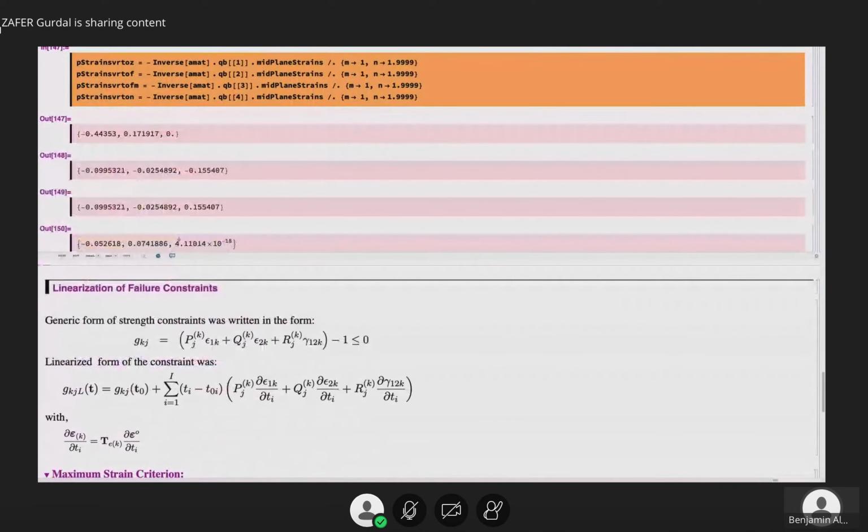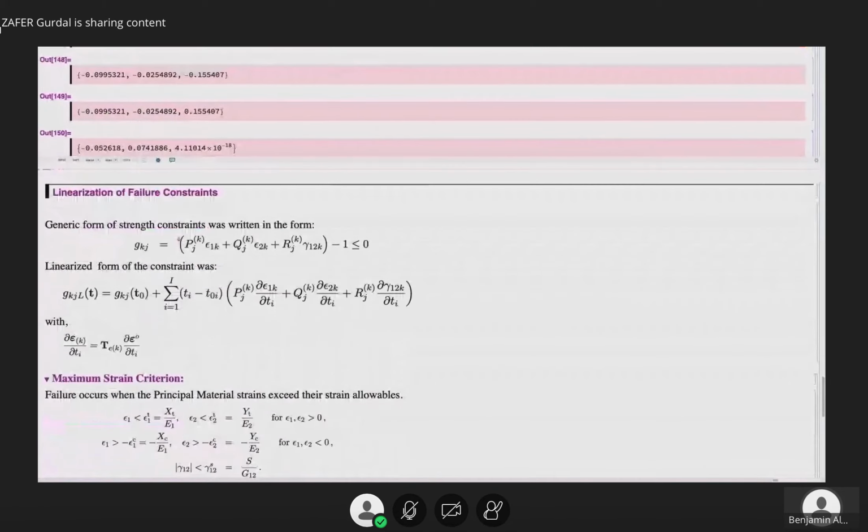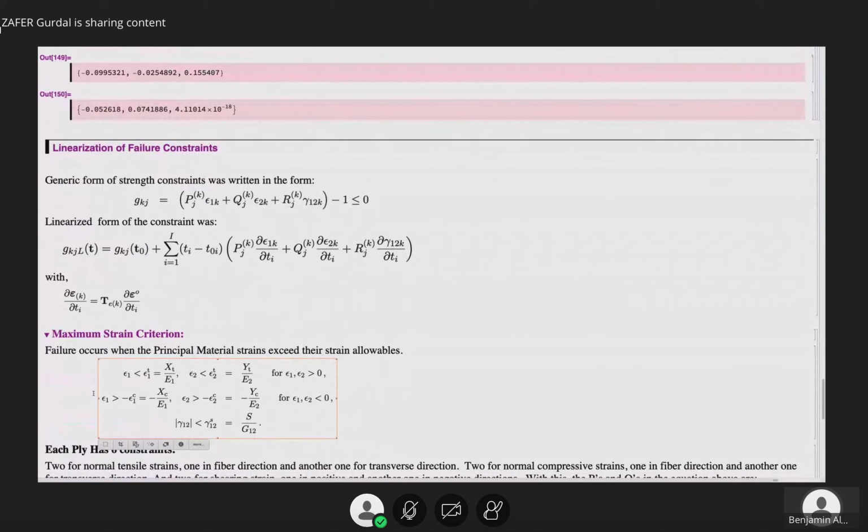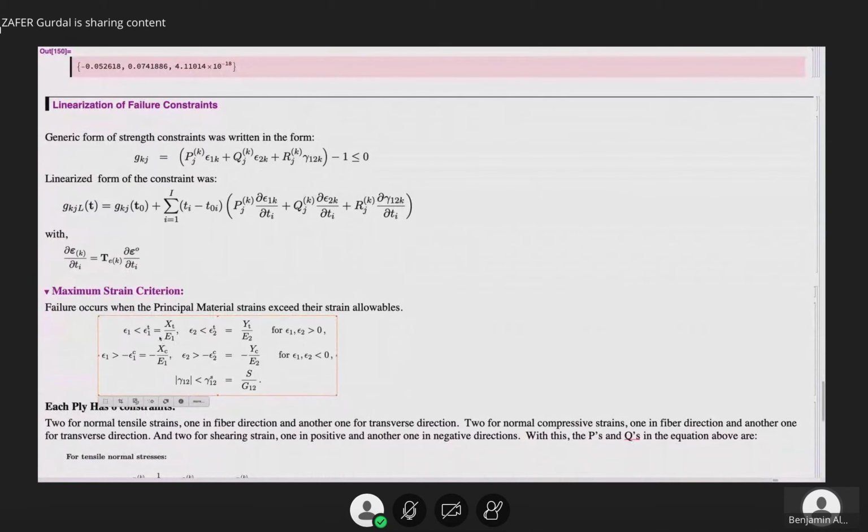Now the linearization of the failure constraint. This is the tricky part. If I'm using the max strain criterion, I can say that the epsilon 1 strain in the principal material strain direction, along the fiber direction, must be less than or equal to epsilon 1 tension allowable. This is the allowable in tension, which can be approximated as the strength allowable Xt divided by E1.